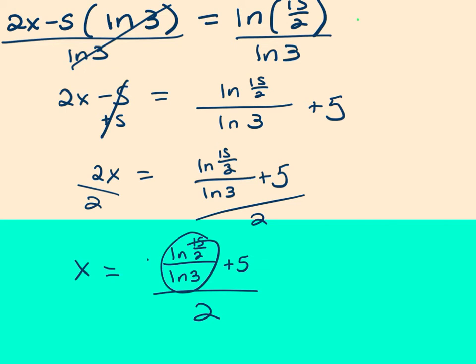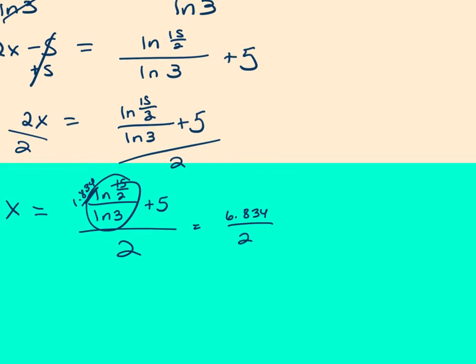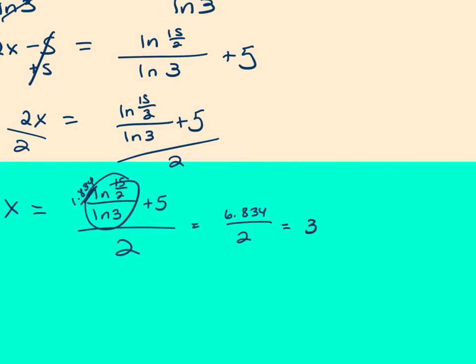This is like 1.834, but I'm not going to round it. I just want, like, just check your work at that point. Add the 5, 6.834, and then at the end, divide it by 2. But keep it exact in your calculator. And I get 3.417.